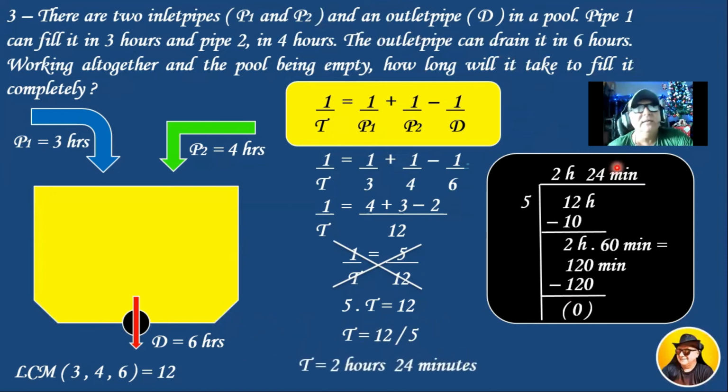So this pool is going to be filled with water in 2 hours and 24 minutes. All right, so pay attention about these kinds of questions where you have to turn from hours to minutes, and sometimes even to seconds. All right, well, let's see question number 4.